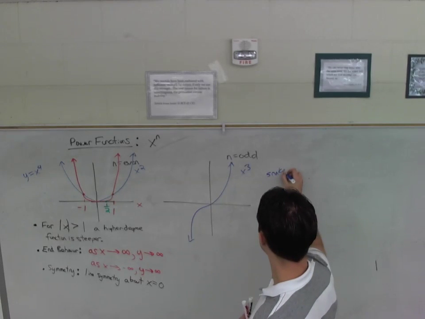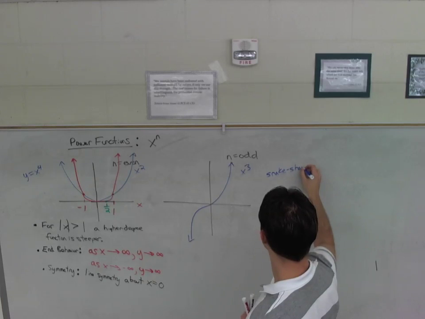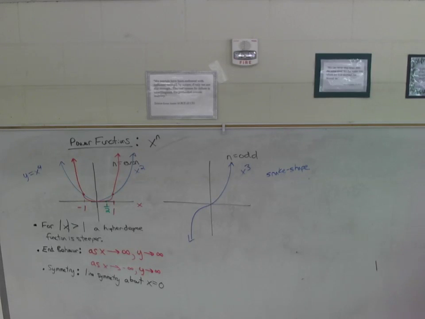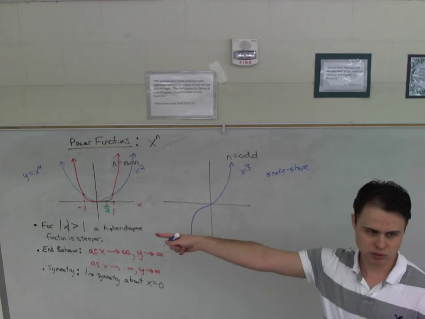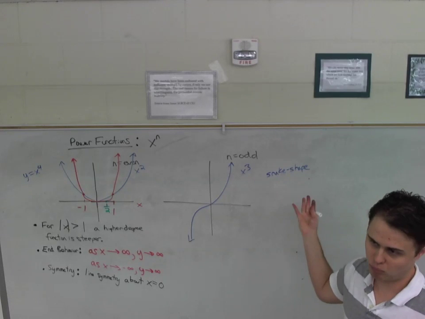Snake. That's what I say. I always say it has a snake shape. Yeah? It does. You know what I think it looks like? It looks U-shaped. I describe it better: snake shape. It's like a fladoodle.